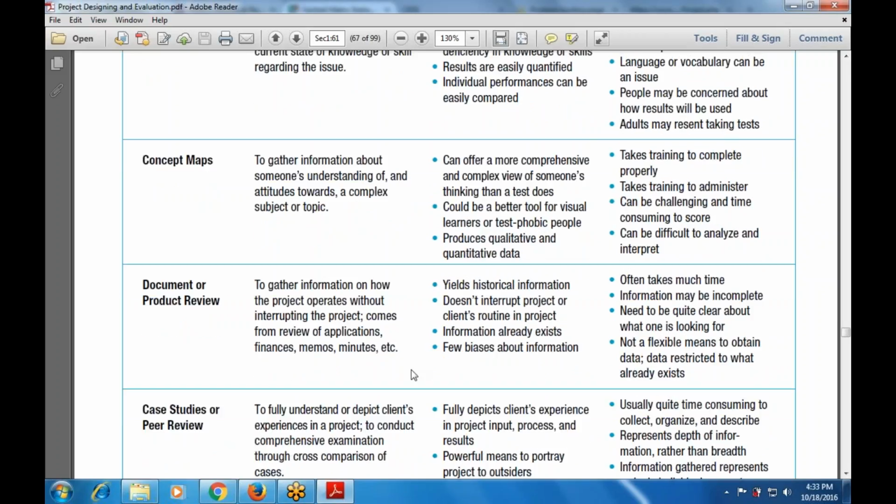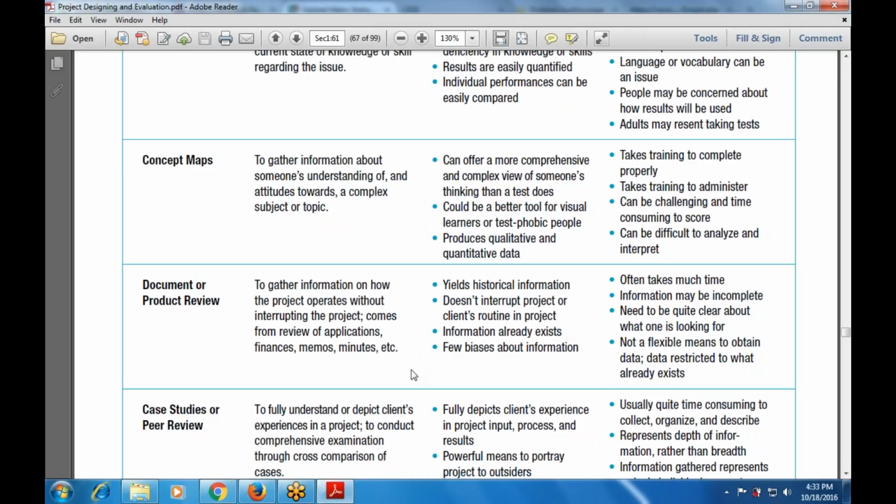The next is the concept map. We are using the concept map to capture the attitude and behavior of a person about a complex situation, subject, or topic. What are the various advantages? It can offer a more comprehensive and complex view of someone's thinking than a test does. And it could be a better tool for visual learners.